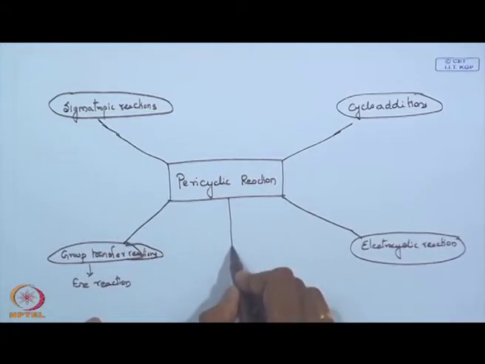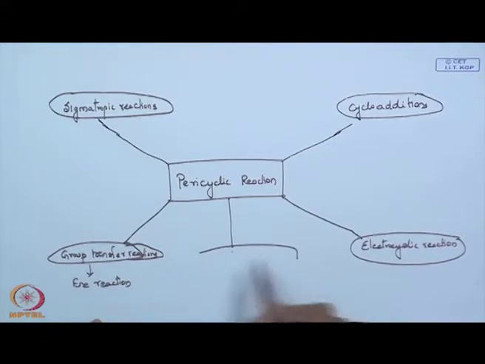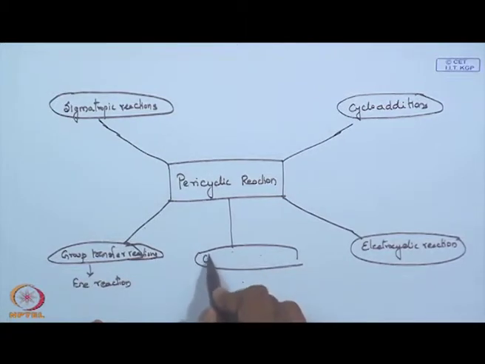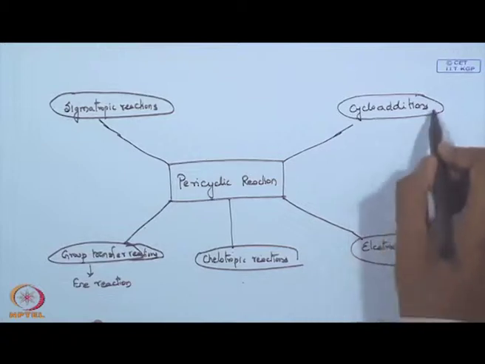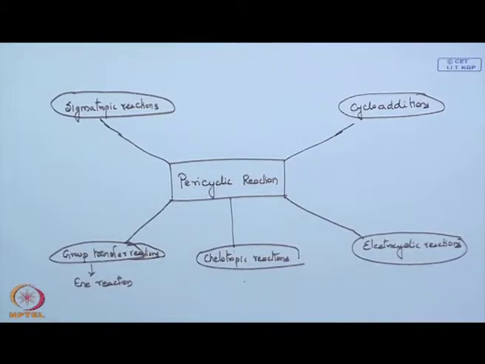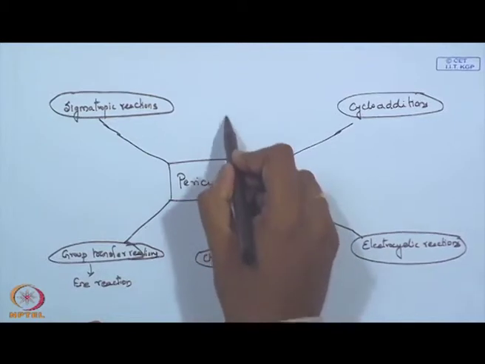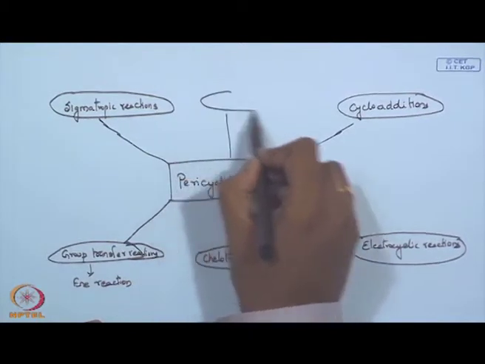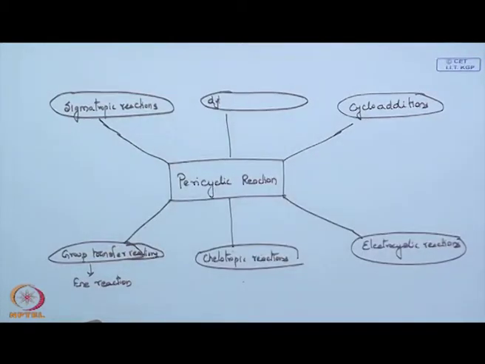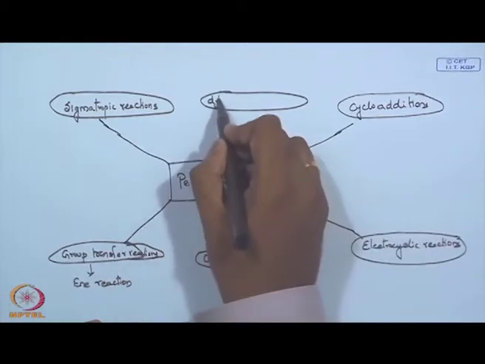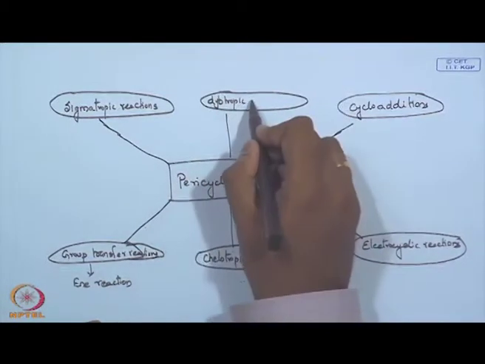Then, like in the previous class, we also discussed one more important class, dyotropic reactions. We studied dyotropic reactions in detail. After studying dyotropic reactions, today we have just outlined a little bit about dyotropic rearrangements. Today we studied dyotropic rearrangements.